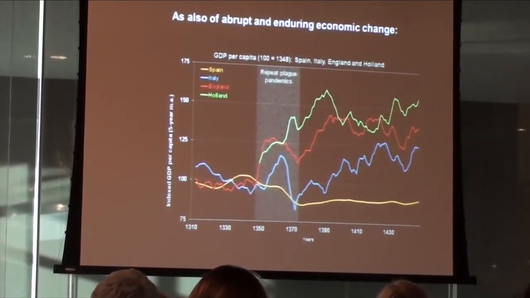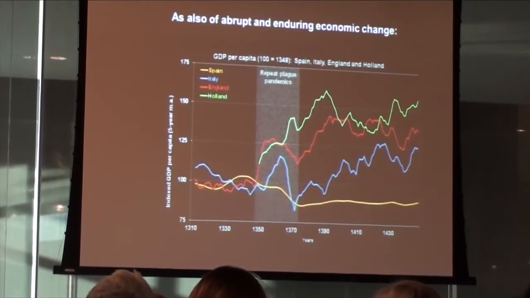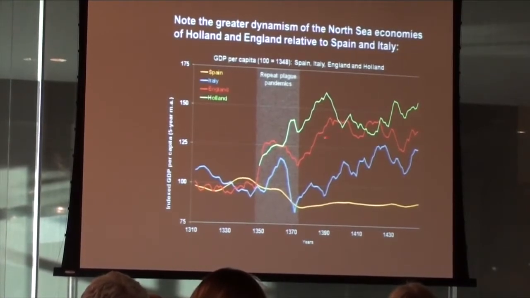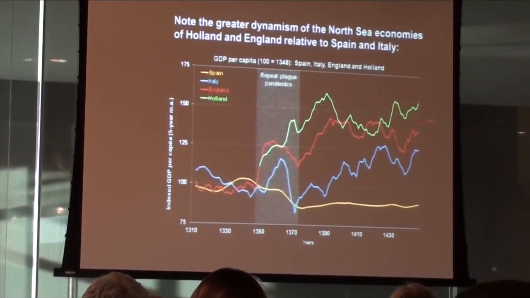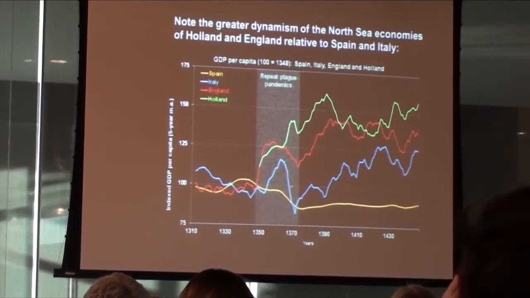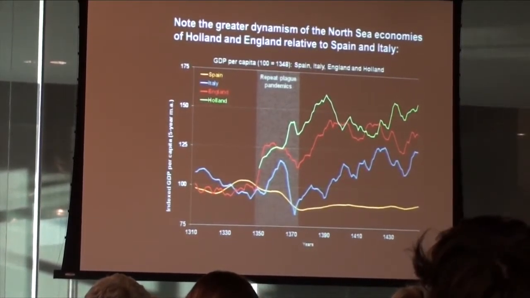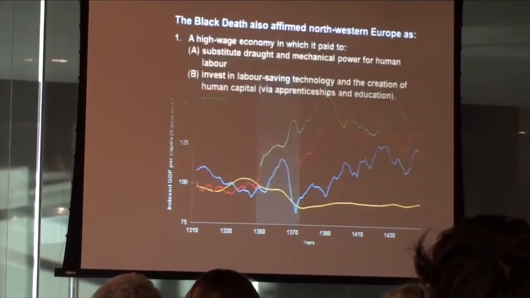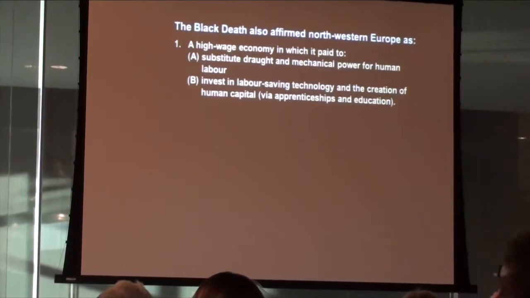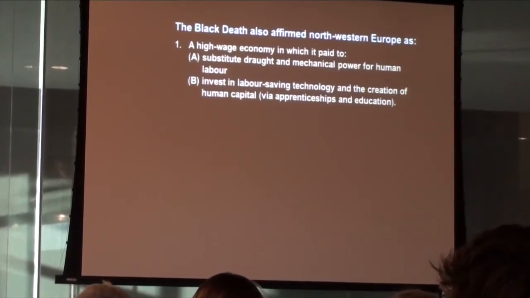And this is Holland, which will go on to become the leading European economy in its golden age in the 16th and 17th centuries. And note that these two backward economies are the most dynamic, and these two Mediterranean ones, well, Spain is Atlantic as well as Mediterranean, don't do as well. So there was a division opening up here. And the Black Death reaffirms Western Europe as a high-wage economy.